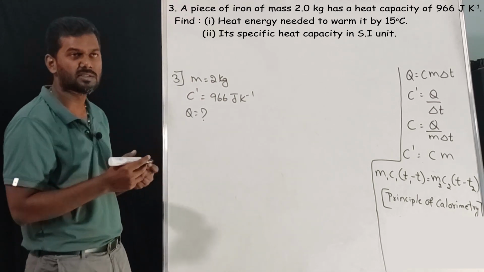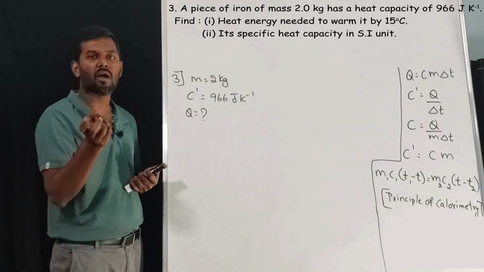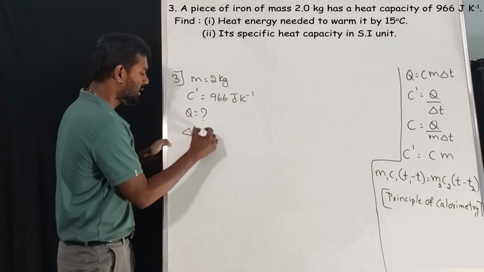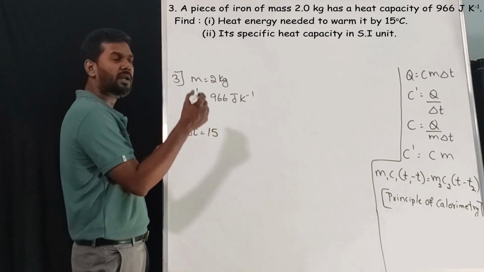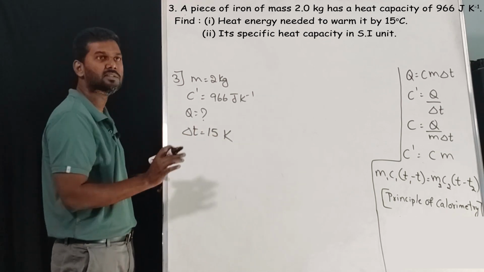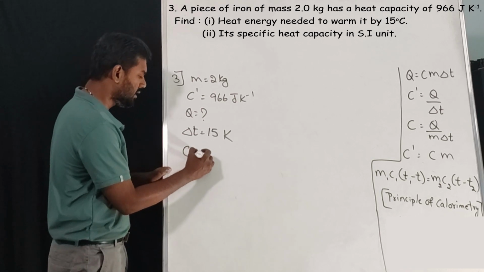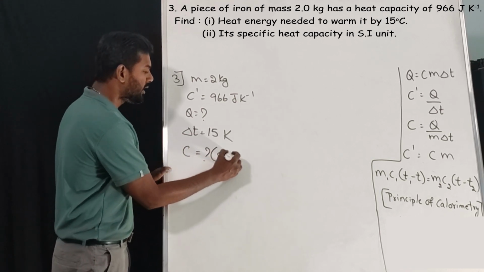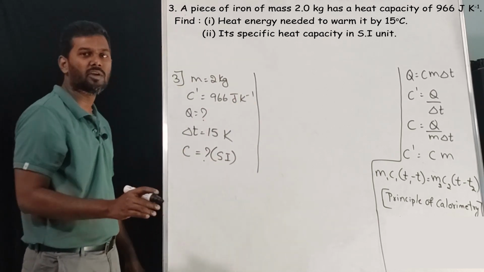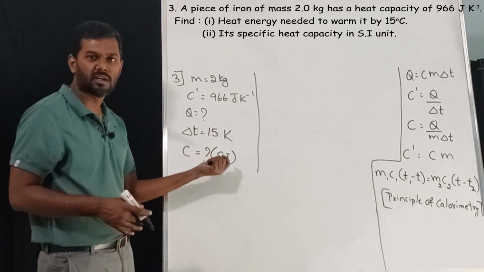See, if one temperature is given, that means that is the value of delta T. If two temperatures are given, you have to subtract them and get the answer. So here one temperature is given, that is nothing but delta T is 15 degrees Celsius, which is nothing but 15 Kelvin. You know why we are writing like this. Next, and its specific heat capacity, C, that too in SI unit. Don't worry about whether it is SI or not. I will tell you, if it is in terms of kg, then that is the SI unit. That's it. We will find the answer at the end.